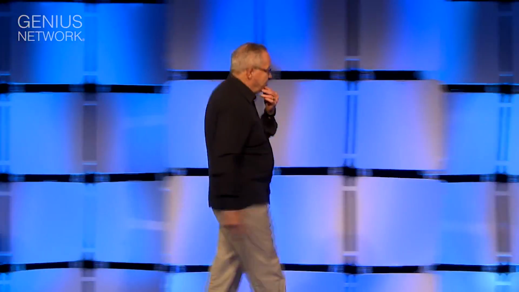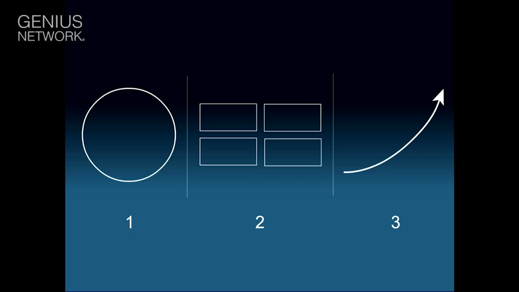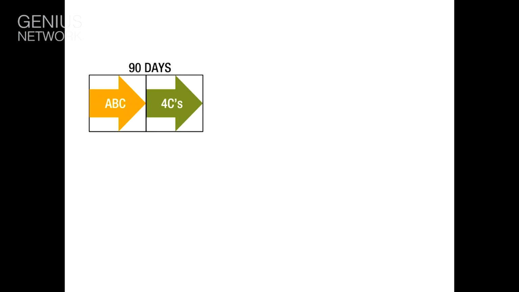Now I'm going to take you to the next one, and this is an upward arrow, and this is really important. So I did the 90 days. You've just done the ABC to set this up, and then you did the 4 C's. And now I'm going to show you that if you do the ABC and you do the 4 C's every day, or at the beginning of every 90 days, that just locks you in for the next 90 days.